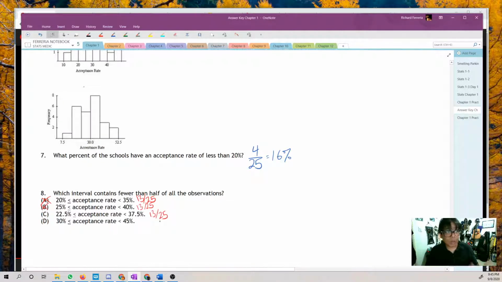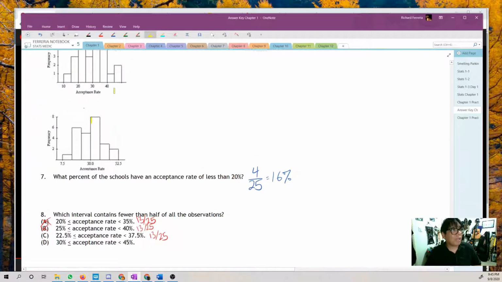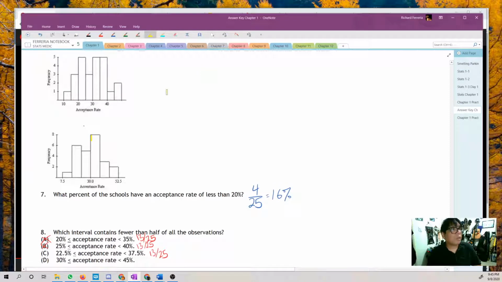Which brings us to the one that better be the correct answer, which is between 30 and 45. Here's 30. Oh, nope. 45 is going to be better shown here. So between 30 and 45, that includes these 2 bars and this last bar over here. So let's count. That's 5 schools, 10 schools, 11 schools. Yeah, that's just 11 out of 25.